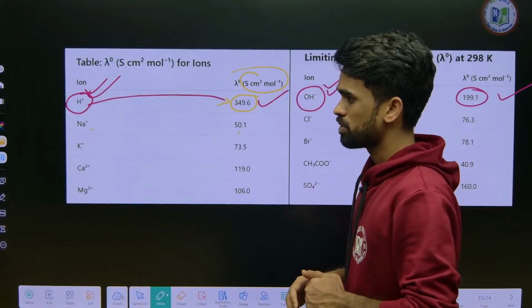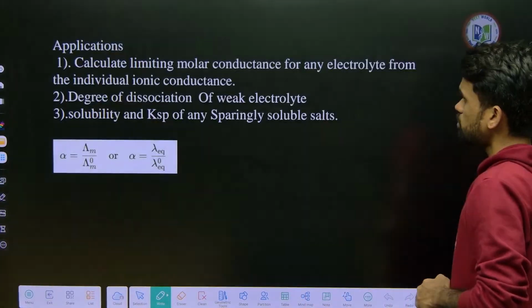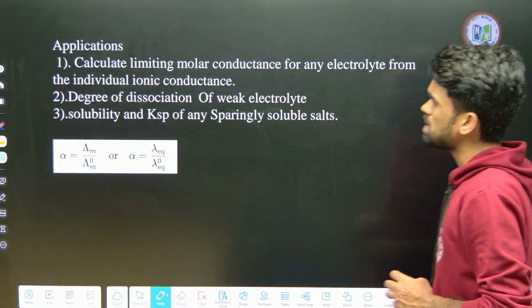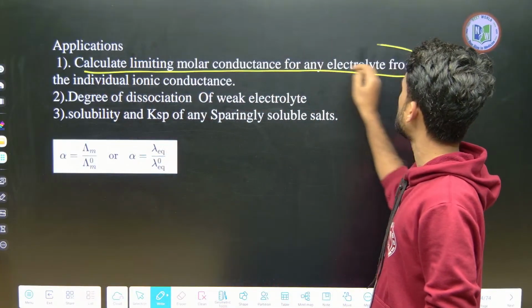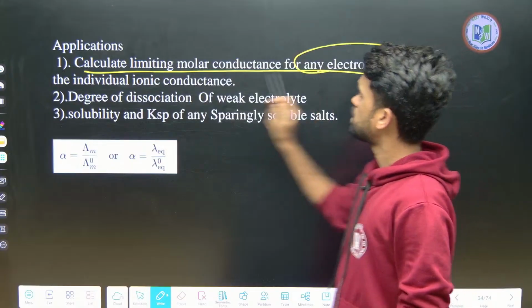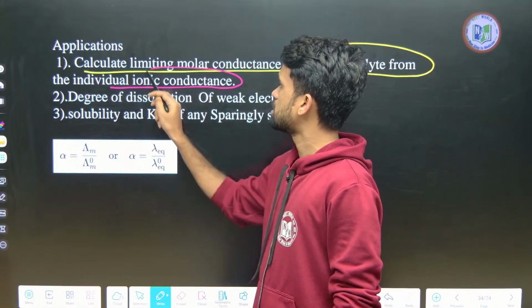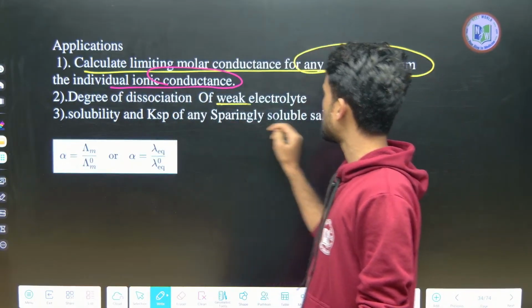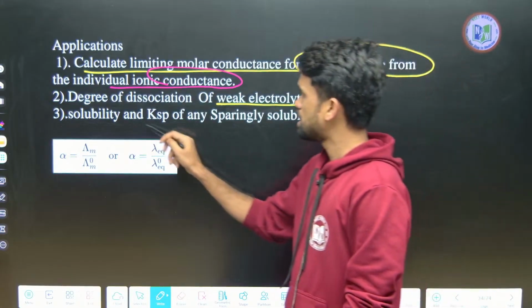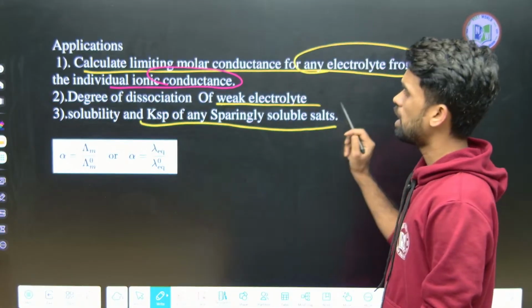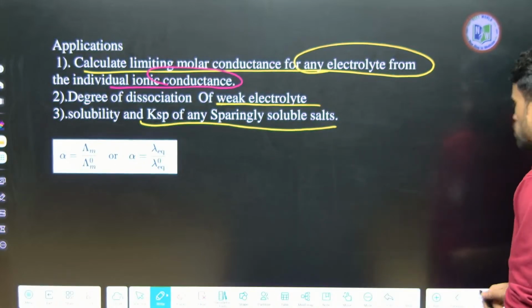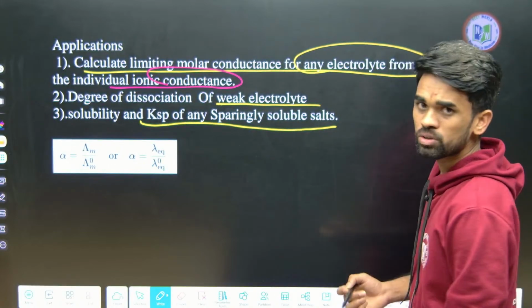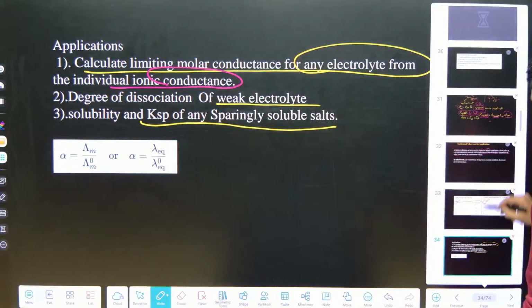Okay, right. The next thing here, look at this. What are the applications I am giving you? Calculate the limiting molar conductivity of any electrolyte from the individual ionic conductances. The next one is the degree of dissociation of a weak electrolyte, and the next is calculating Ksp, the solubility product of sparingly soluble salts. Okay, right. I will tell you a few more things after discussion of one or two PYQs here.